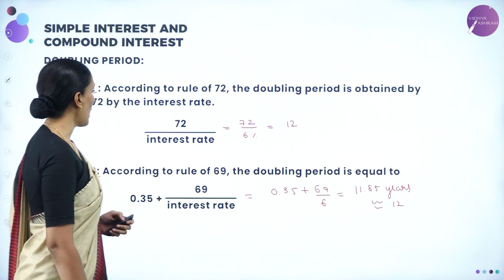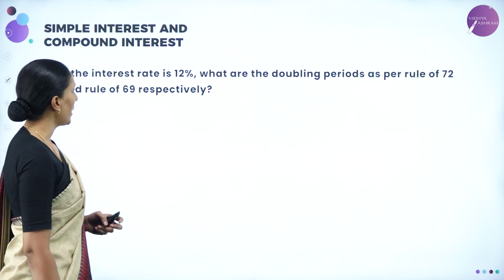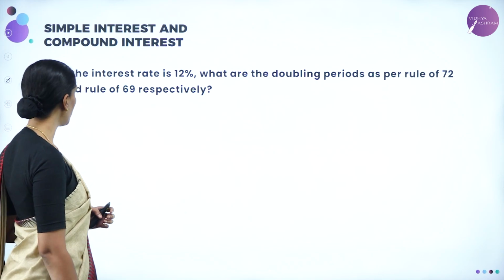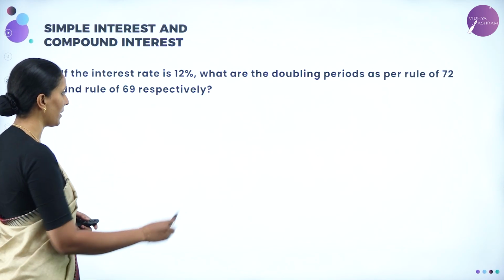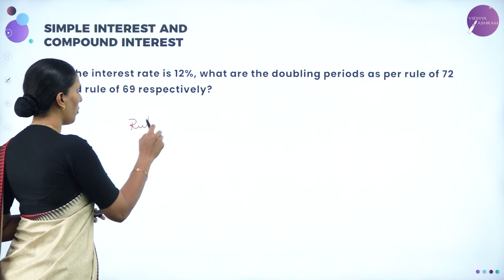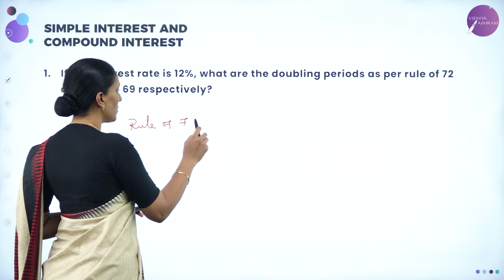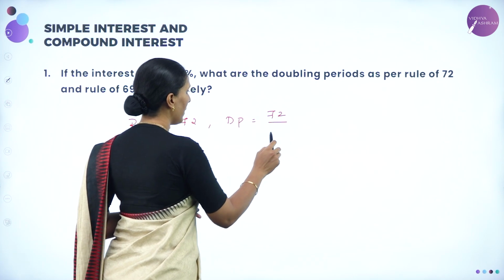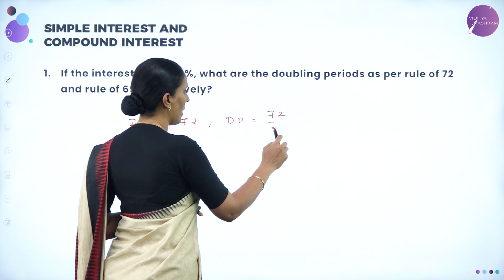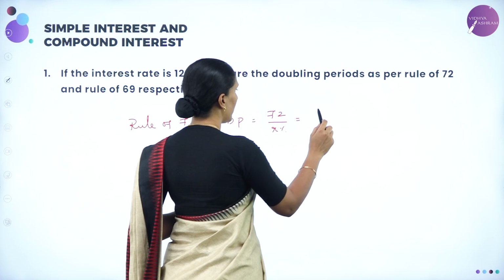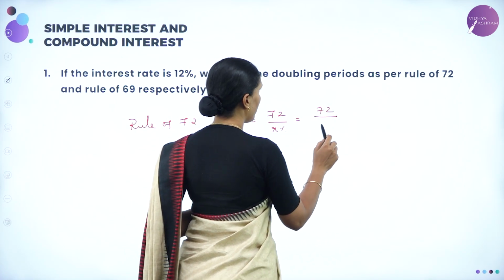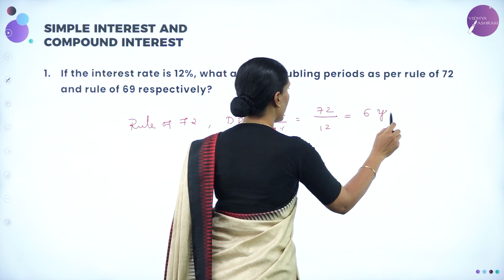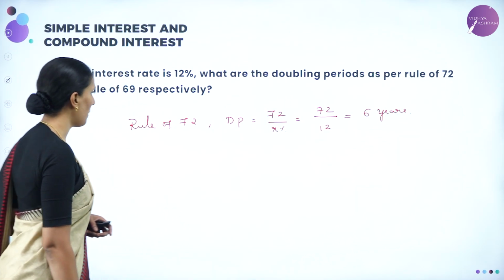So let's take an example here. If the interest rate is 12%, what are the doubling periods as per the rule of 72 and rule of 69 respectively? So according to the rule of 72, the doubling period is equal to 72 divided by the interest rate R. So here it is 72 divided by 12, which is equal to 6. So here it takes 6 years for the doubling period.